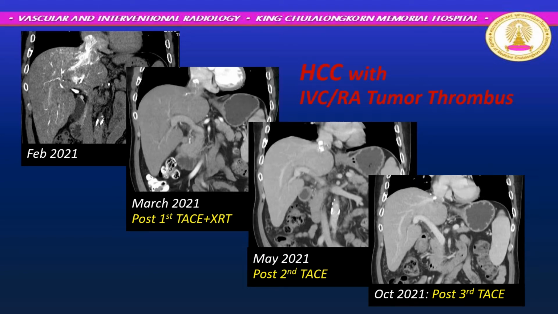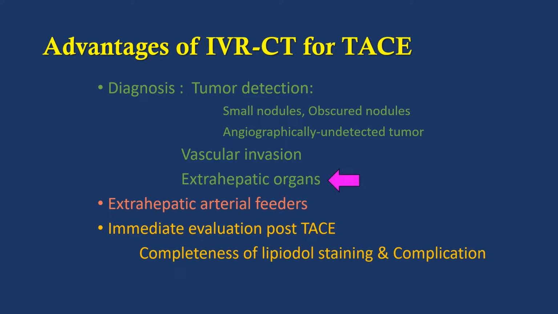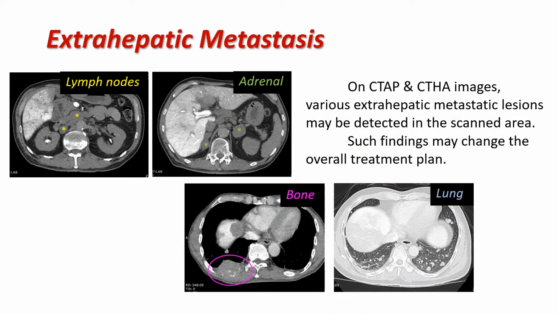If there are any extrahepatic metastases in the field of view, such as basal lung, adrenal, lymph node, or peritoneum, they can be seen on CTHA and CTAP. But you have to keep in mind that on CTAP and CTHA, most of the extrahepatic metastases will appear hypoenhancing.